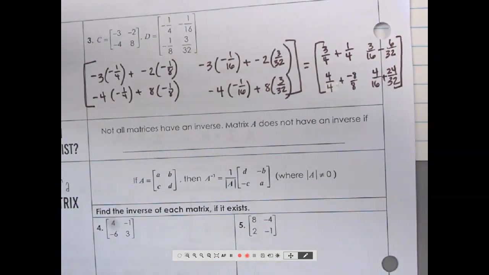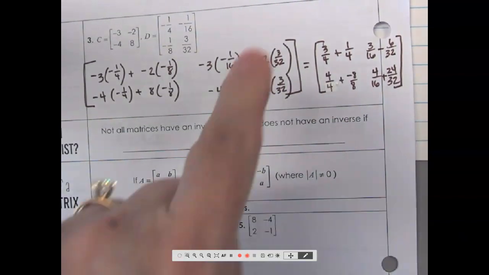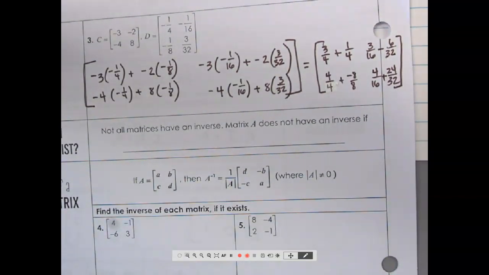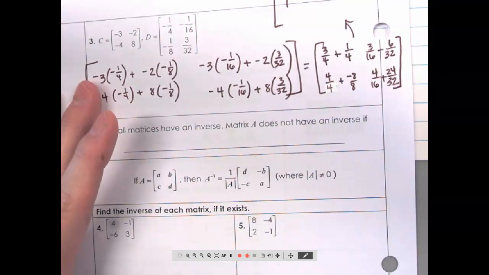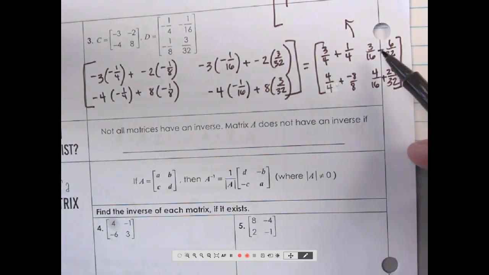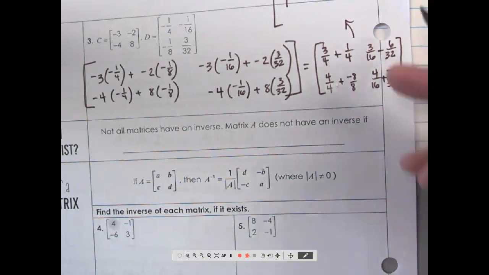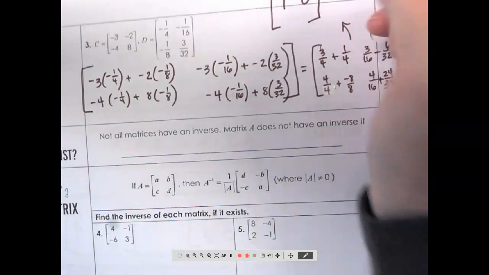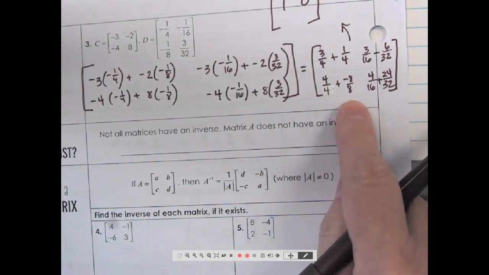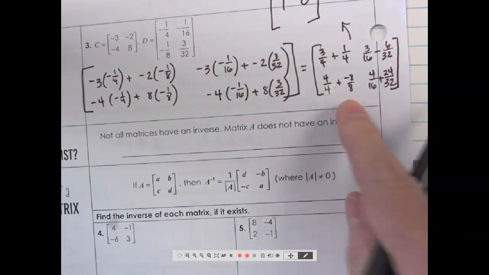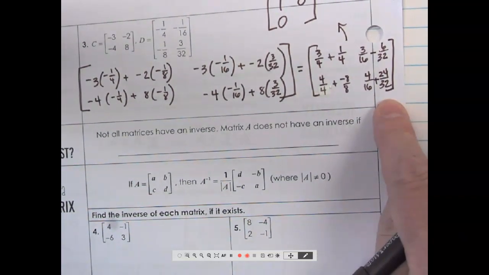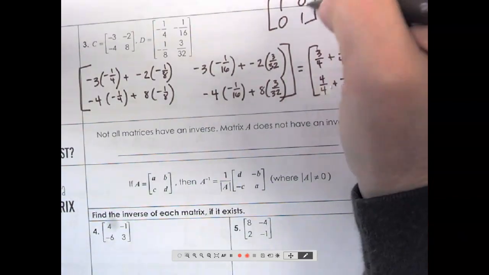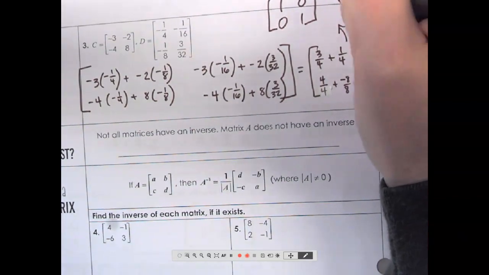Whew! All right, Lily. What's 3/4 plus 1/4? 1. It's 4/4, which is 1. Okay, that's a good sign. Maybe they are inverses. What's 3/16 minus 6/32? 0. 4/4 is 1. -8/8 is -1. Add those together, we get a nice big 0. And believe it or not, those added together will be 1. So yes, those were inverses.